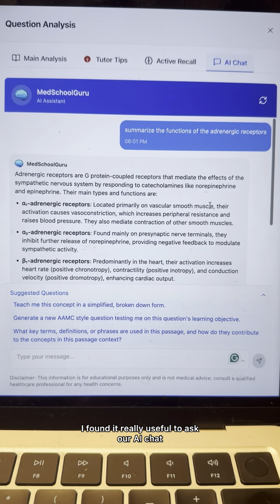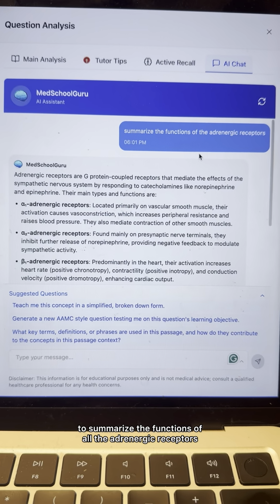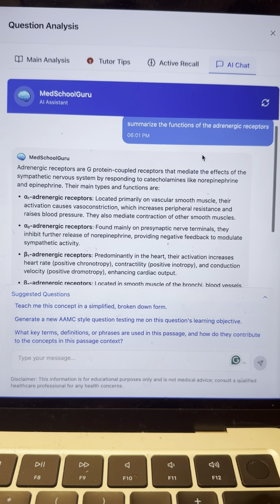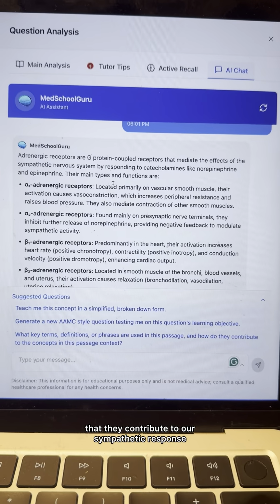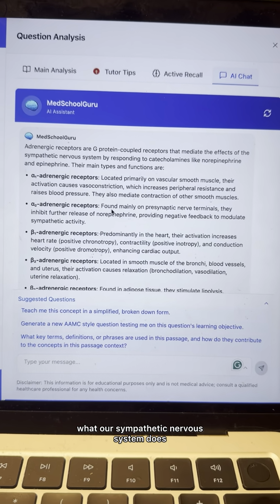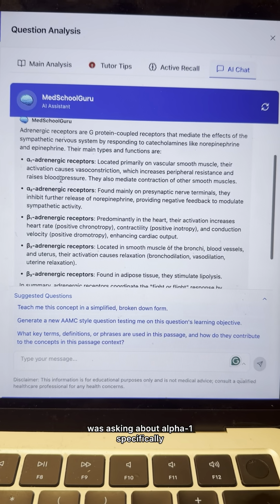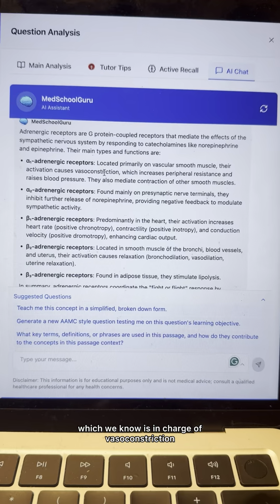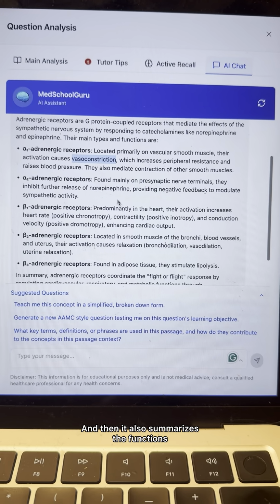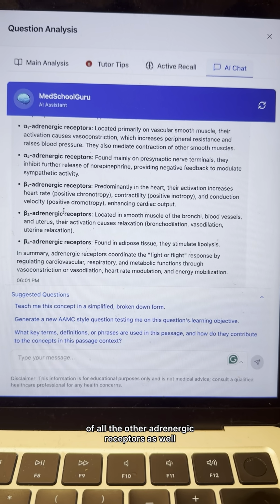So with this question, I found it really useful to ask our AI chat to summarize the functions of all the adrenergic receptors. The main thing is knowing that they contribute to our sympathetic response and just thinking about what our sympathetic nervous system does. But this question, for example, was asking about alpha-1 specifically, which we know is in charge of vasoconstriction. And then it also summarizes the functions of all the other adrenergic receptors as well.